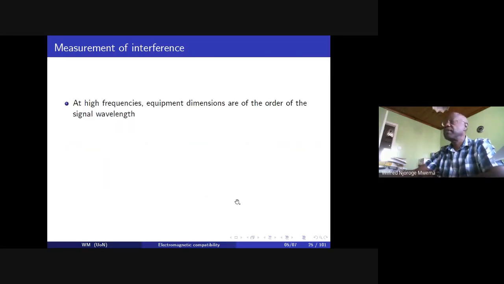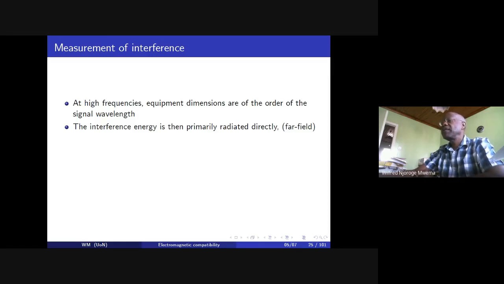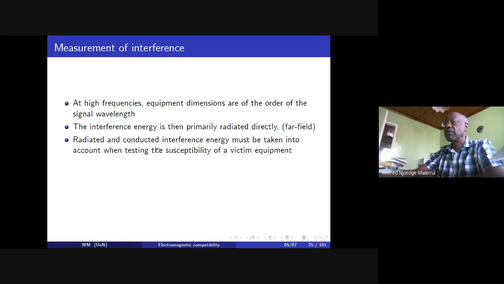So at high frequencies, the equipment dimensions will be of the same order of magnitude as the signal's wavelength. And therefore, the interference energy is then going to be primarily a radiated one, because as we have seen in our study of the antenna, an antenna will radiate most efficiently when its dimensions, or the large dimension of the antenna, is very close to or of the same order of magnitude as the wavelength of the signal on it or exciting it.